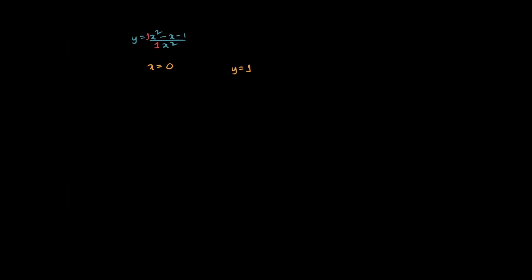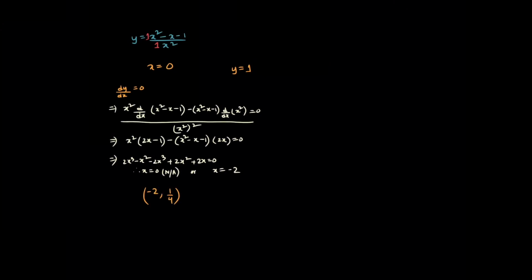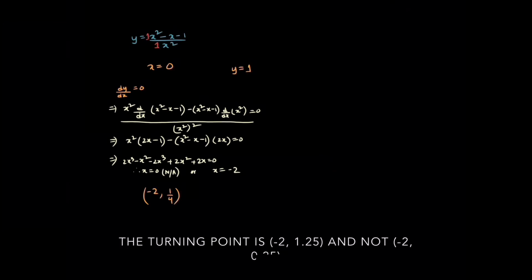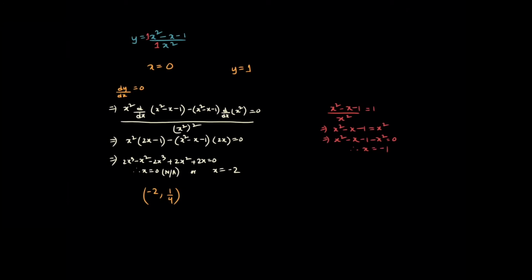What do we do next? We find any possible turning points. So we take dy by dx as 0, and when we solve, we end up with only one turning point, -2, 1 by 4. And then we find out any points where the curve might cross the horizontal asymptote, and when we take y equals 1 and solve, we get x equals -1. So at x equals -1, our curve cuts the horizontal asymptote.